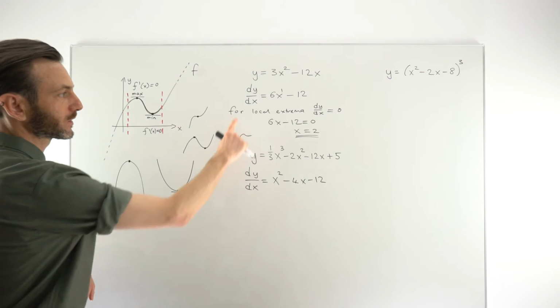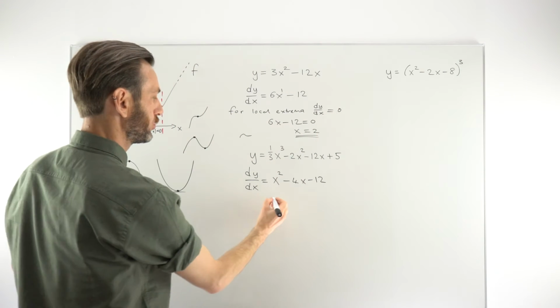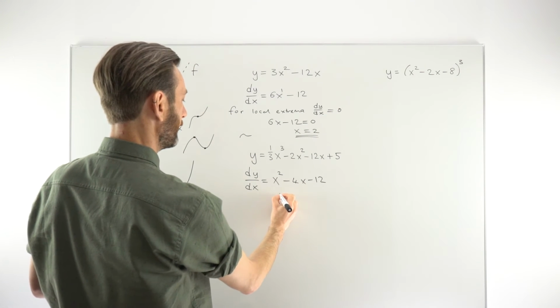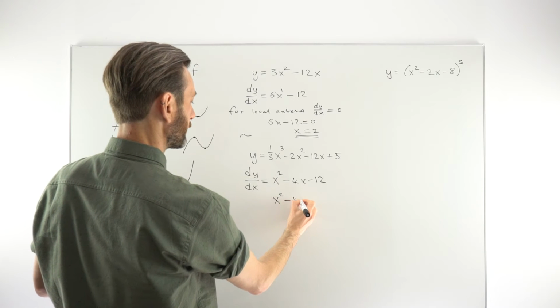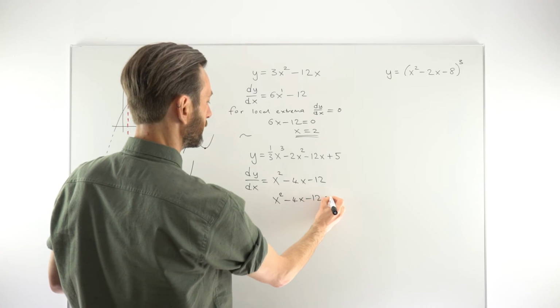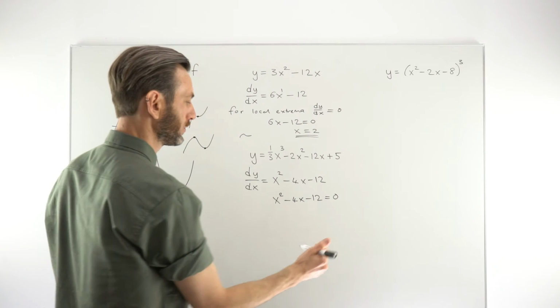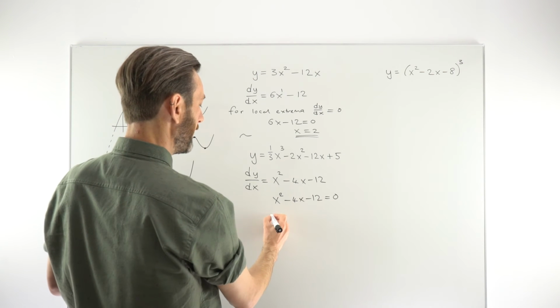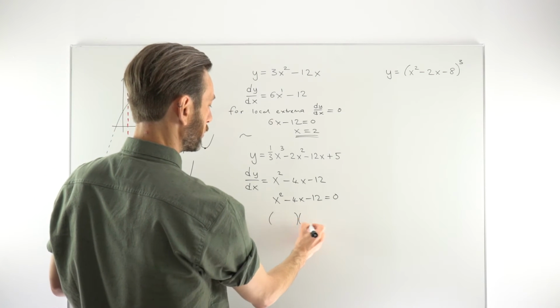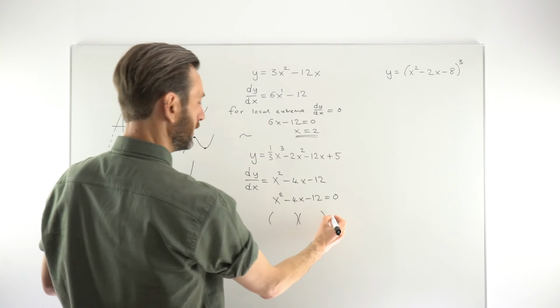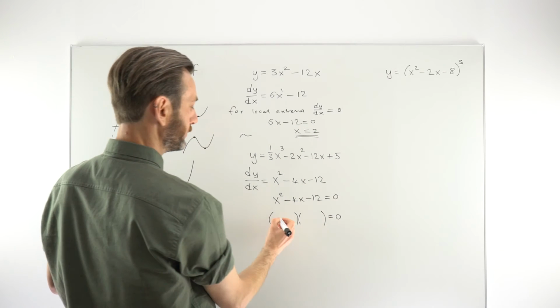Now I'm just going to skip this line here and be a little bit cheeky and just go straight on to the next line. So x squared minus 4x minus 12, that is our derivative. To find our local extrema, our critical points, we're going to set that equal to 0. Now this we would need to factorize because it's a quadratic equation, unlike our linear equation here, which we could just solve directly.